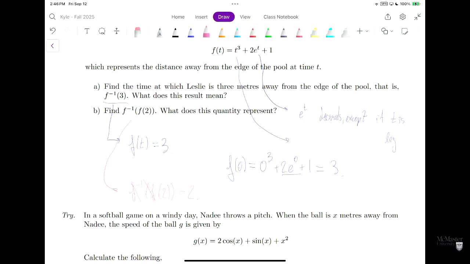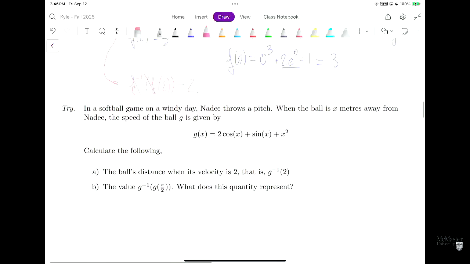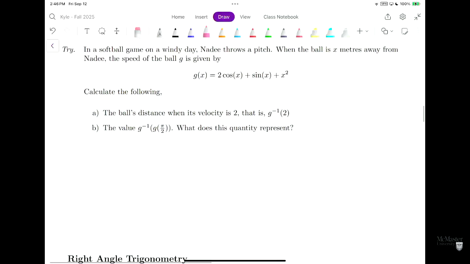Okay, so let's just quickly do number 2. I know we said that we were trying it on our own, but we need something here. So notice we're adding a sine of x and an x squared, and we want to find when this whole function is equal to 2.